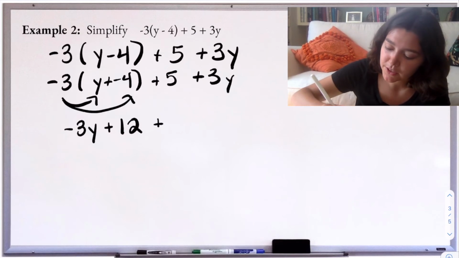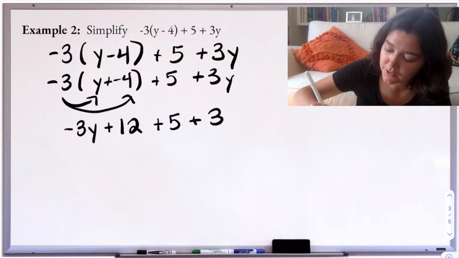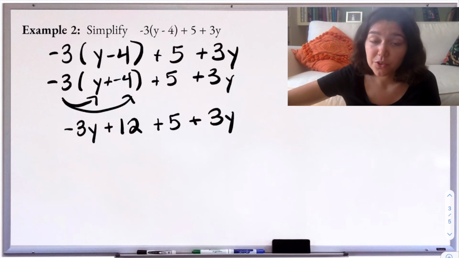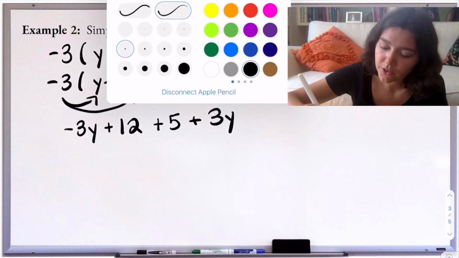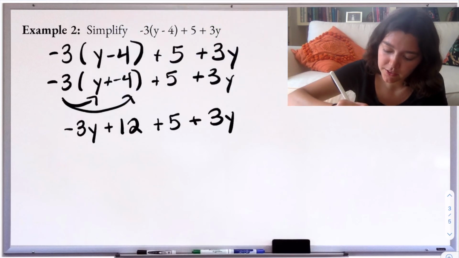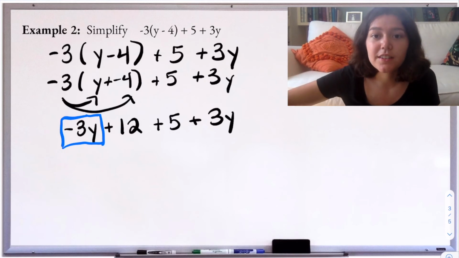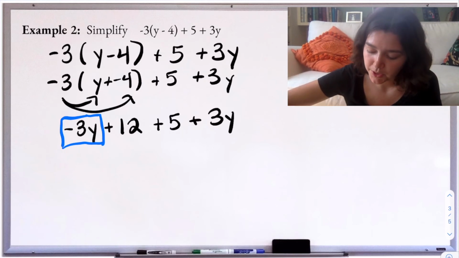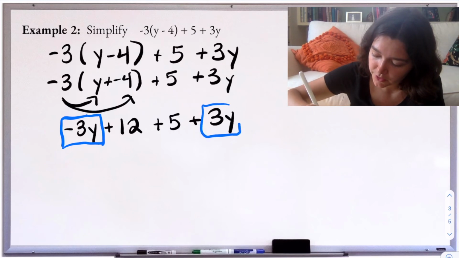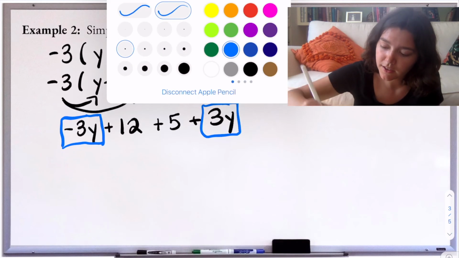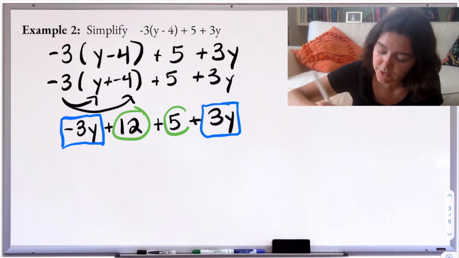And then we're going to pull down everything else. Plus 5 plus 3y. All right, so now at this point, we just need to annotate the like terms and then combine them by adding them together. So I will start here with my -3y, the variable y, not raised to any exponent or raised to the exponent of 1. So what are my other y terms? I have this y term, 3y. Okay, then from my constants, I have 12 plus 5. Notice that this was all addition.